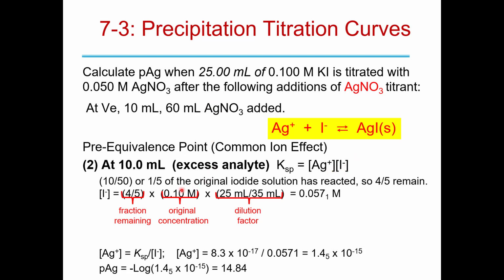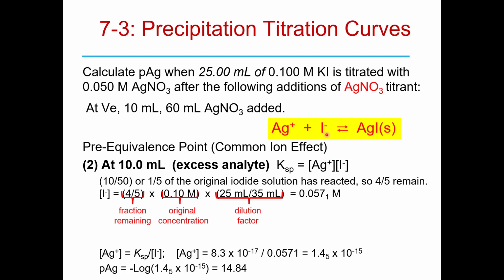So before the equivalence point, we've got a certain amount of iodide, and we've added 10 milliliters of 50. So we've added 10 milliliters of silver of the 50 that we're going to add, which will react all of the iodide. So we've reacted 10/50ths of the iodide present in the solution. We can simplify this fraction to 1/5, just dividing numerator and denominator by 10. So 1/5 of the original iodide has reacted. How much is left over? Well, 4/5. So we need to multiply the original amount of iodide by 4/5.